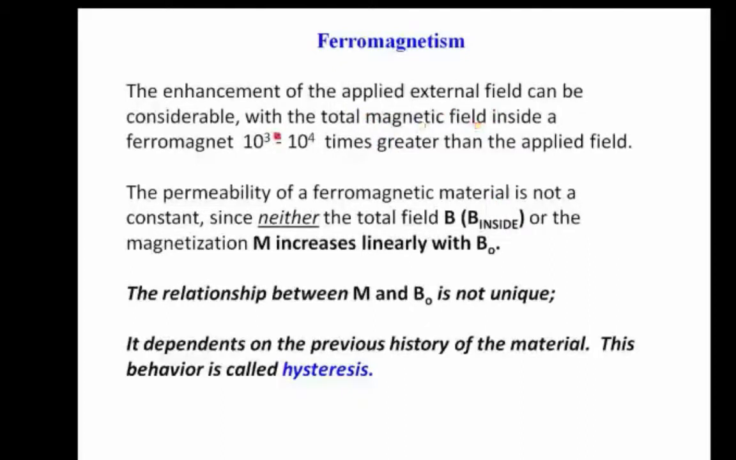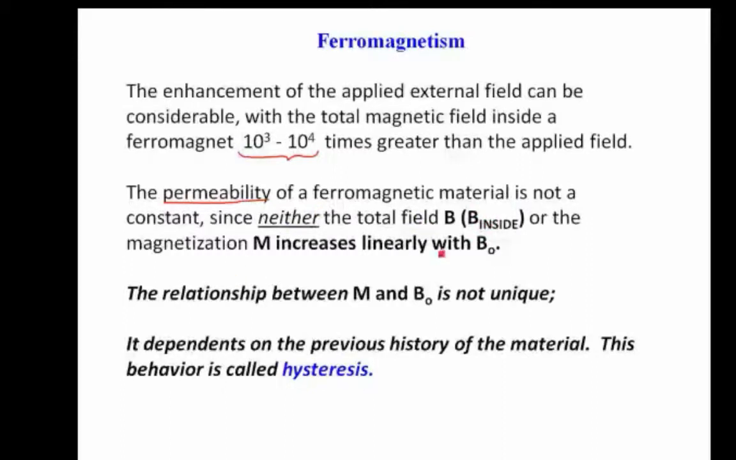With the total magnetic field inside a ferromagnet, you can get up to 10 to the 3, 10 to the 4 times greater than the applied field. What that means is the permeability of a ferromagnetic material is large, and it's not constant, since neither the total field, B inside, or the magnetization stays constant.